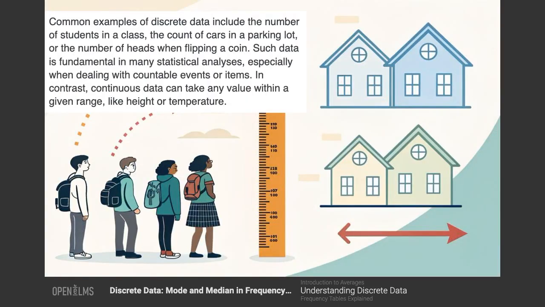Common examples of discrete data include the number of students in a class, the count of cars in a parking lot, or the number of heads when flipping a coin. Such data is fundamental in many statistical analyses, especially when dealing with countable events or items. In contrast, continuous data can take any value within a given range, like height or temperature.